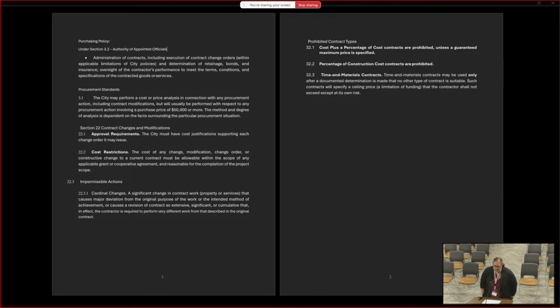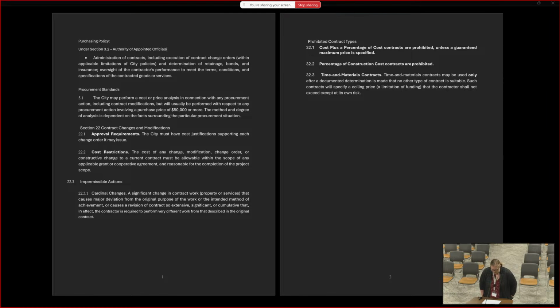And so the way I interpreted that is that for change orders or contract modifications, we really need to make sure that we're changing those if it's more than 50,000 and making sure that the reason why we're changing them makes sense and it doesn't cost the city more money in the long term.